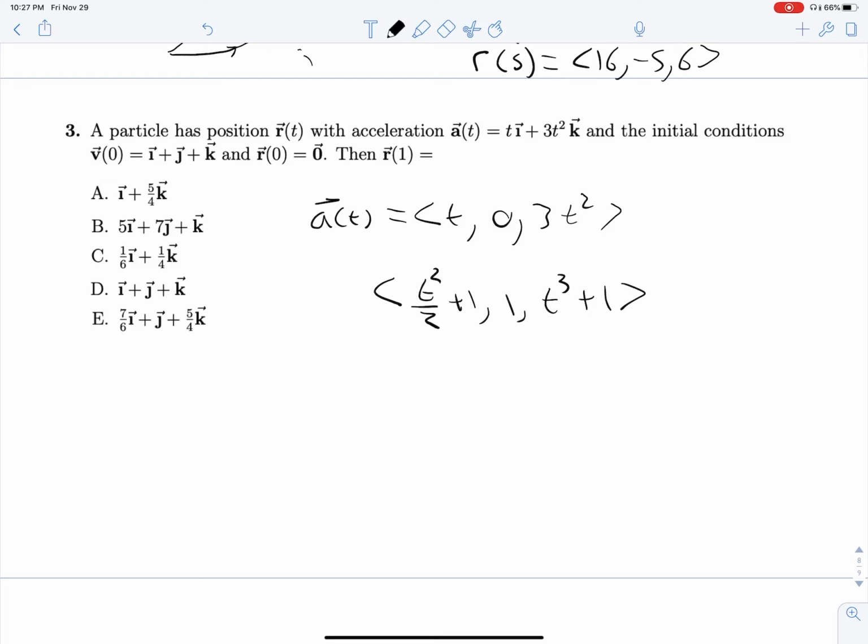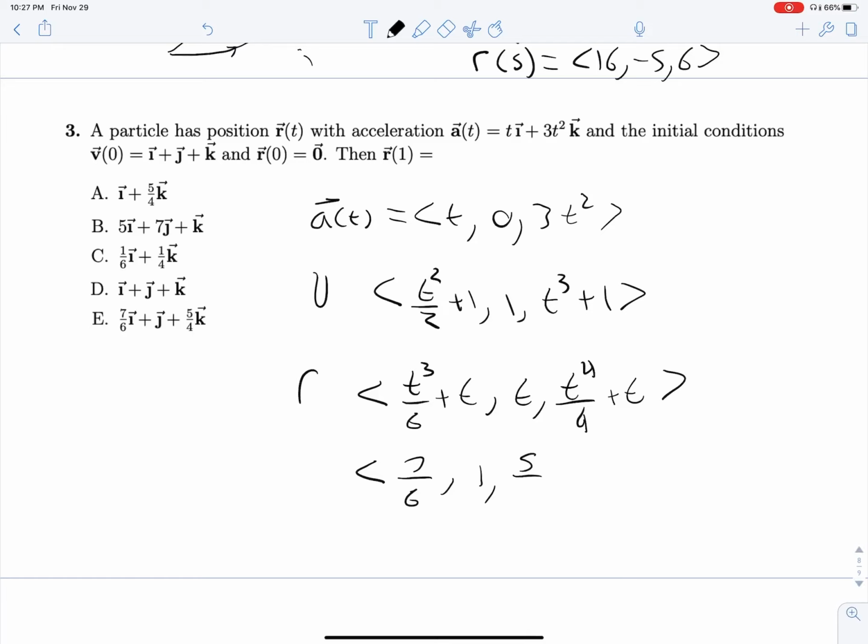And then we can integrate again. So this is v, and we can get our r, which will be t cubed over 6 plus t, comma t to the 4th over 4 plus t. And we can find r of 1, that's just going to be 7/6, comma 1, comma 5/4. And there we go. And we're done.